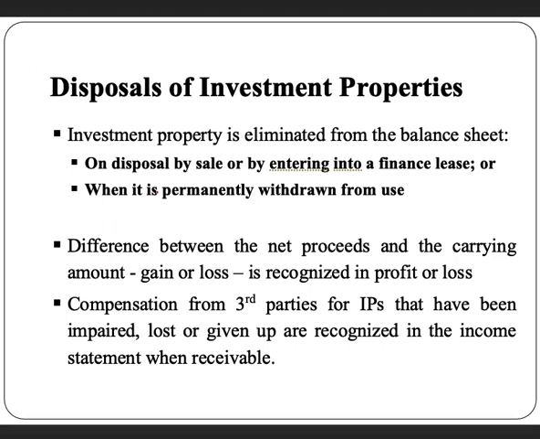Okay, what about disposal? So if IP is eliminated from the SOP, on disposal by sale or by entering into a finance lease, when you dispose of your asset, or when you enter into a finance lease, therefore you will treat them as a disposal. When it is permanently withdrawn from use, that means you don't use it anymore, completely permanently withdrawn from use. The difference between the net proceeds and the carrying amount, the gain or loss, is recognized. This is the treatment for the disposal. You should remember compensation from third parties for IP that have been impaired, lost or given up are recognized in the income statement when receivable.